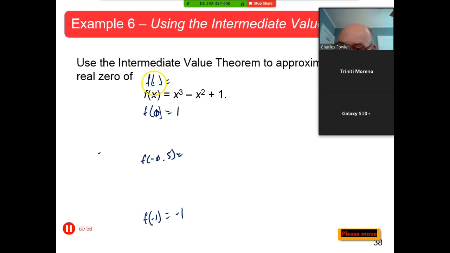Okay, f of negative 0.5. That will be negative 0.125. Is that right? Someone with a calculator. I believe that's right. And then we have a minus 0.25, right? And then we have a plus 1. If I add those three together, I think I get a point 6.